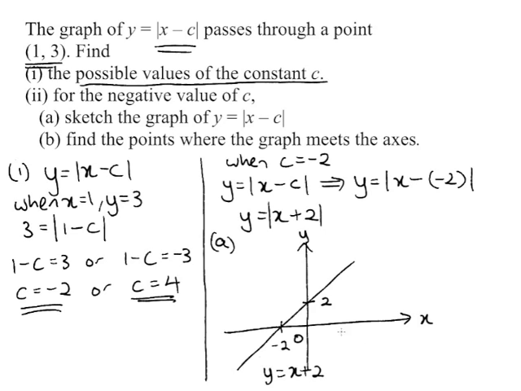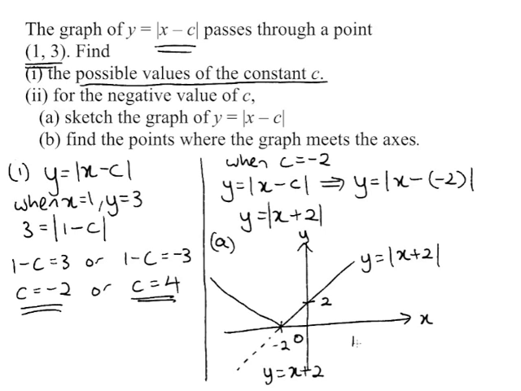So what we do is we take all those negative portions of the straight line and then reflect it upwards like that. And then this is y equals modulus of x plus 2, and we change this into a dashed line. And this is the graph of y equals modulus x plus 2.